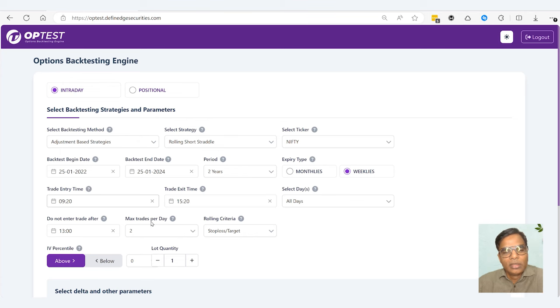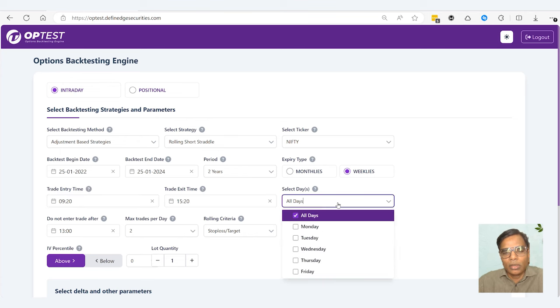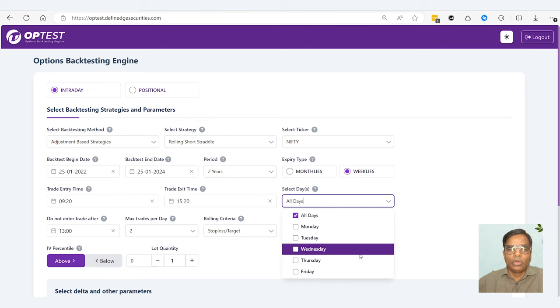Now the exit time is around 3:20. If nothing happens to that straddle, then we wait till 3:20. Now we can select the days. Do you want to do all the days of the week, or just the expiry day? That you can decide.